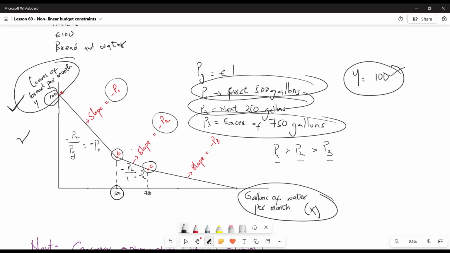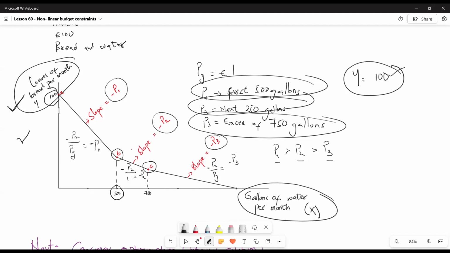Now, if we look at the extra units, the price of water reduces to P3. So the slope of this curve is now going to be minus Px over Py. The price of X is now P3 and the price of Y is still the same, so we have the slope as minus P3. What we see here is that the budget constraint is a kinked line that is bowed inwards towards the origin.